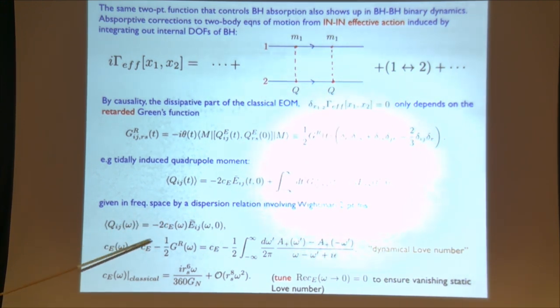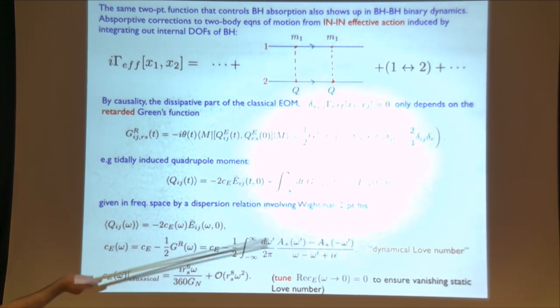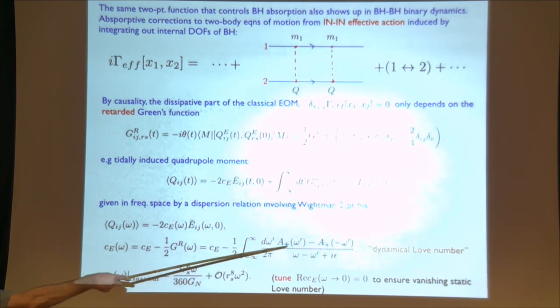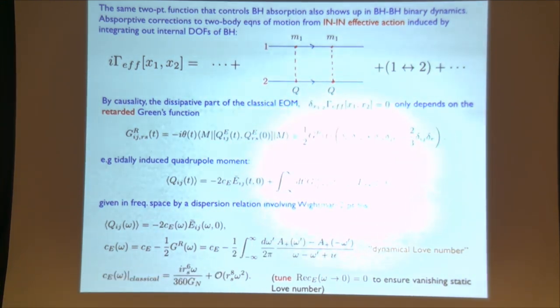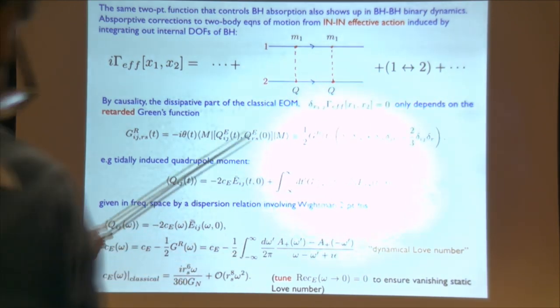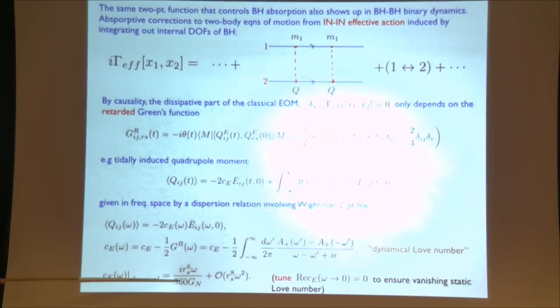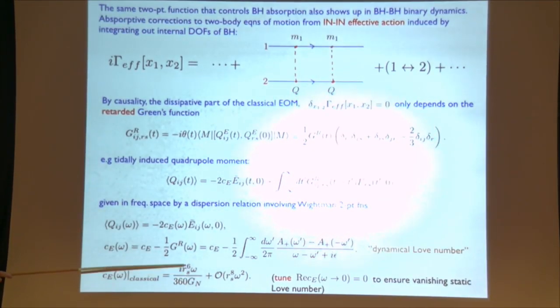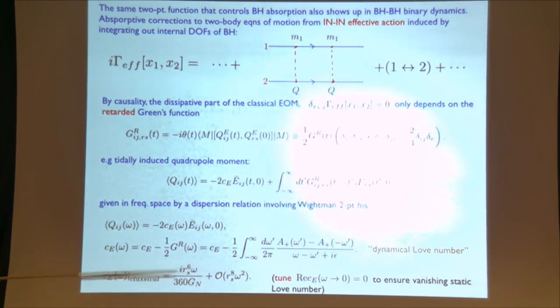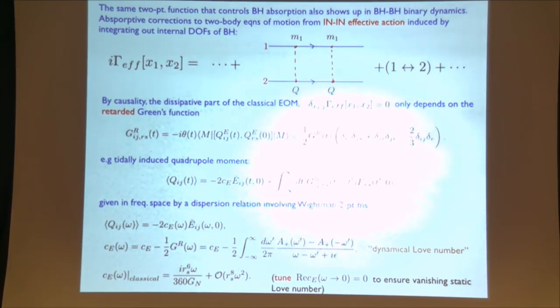So in frequency space, it's just the frequency times the Fourier transform of this time-dependent gravitational field that you're putting the black hole in. And there's a dispersion relation that relates that quantity to the correlators that we computed above. The imaginary part of this thing is exactly related to the absorption cross-section. So we know what that is. It's calculable. It goes like radius to the 6. It's imaginary. It's a dissipative effect.